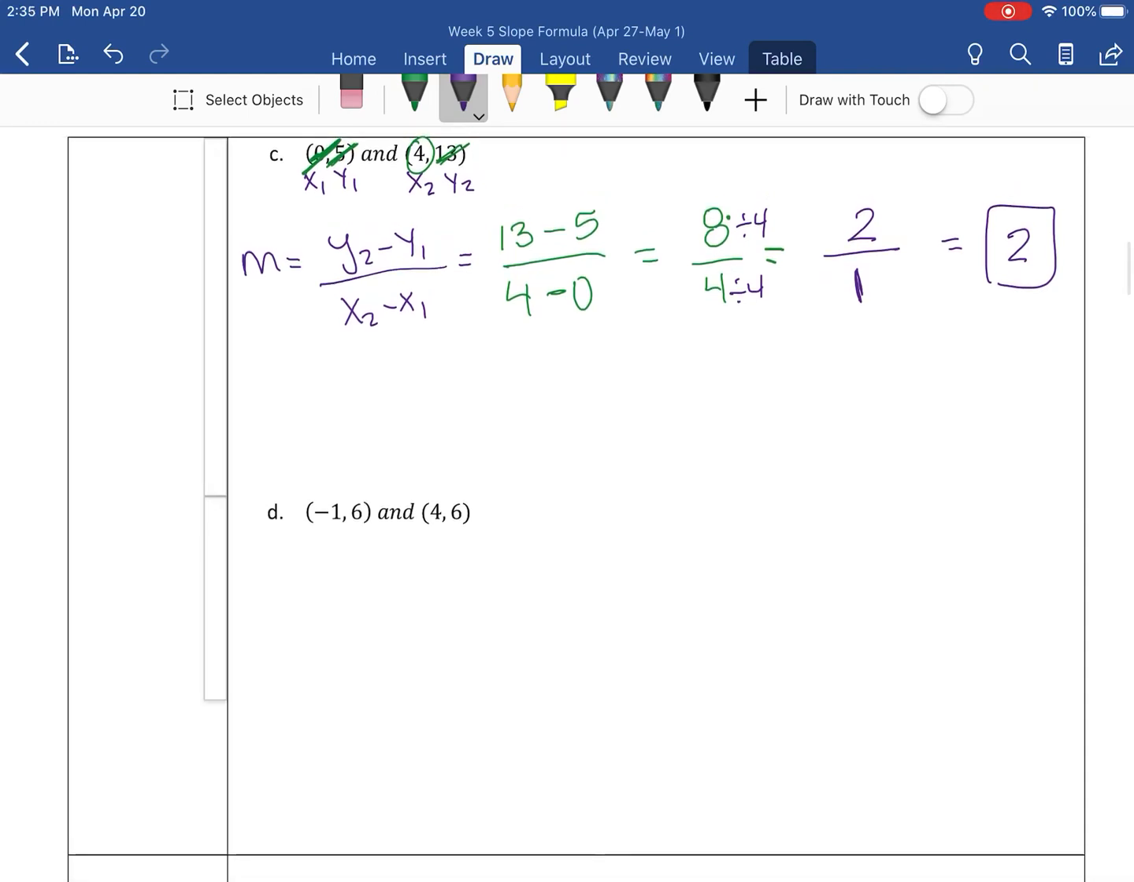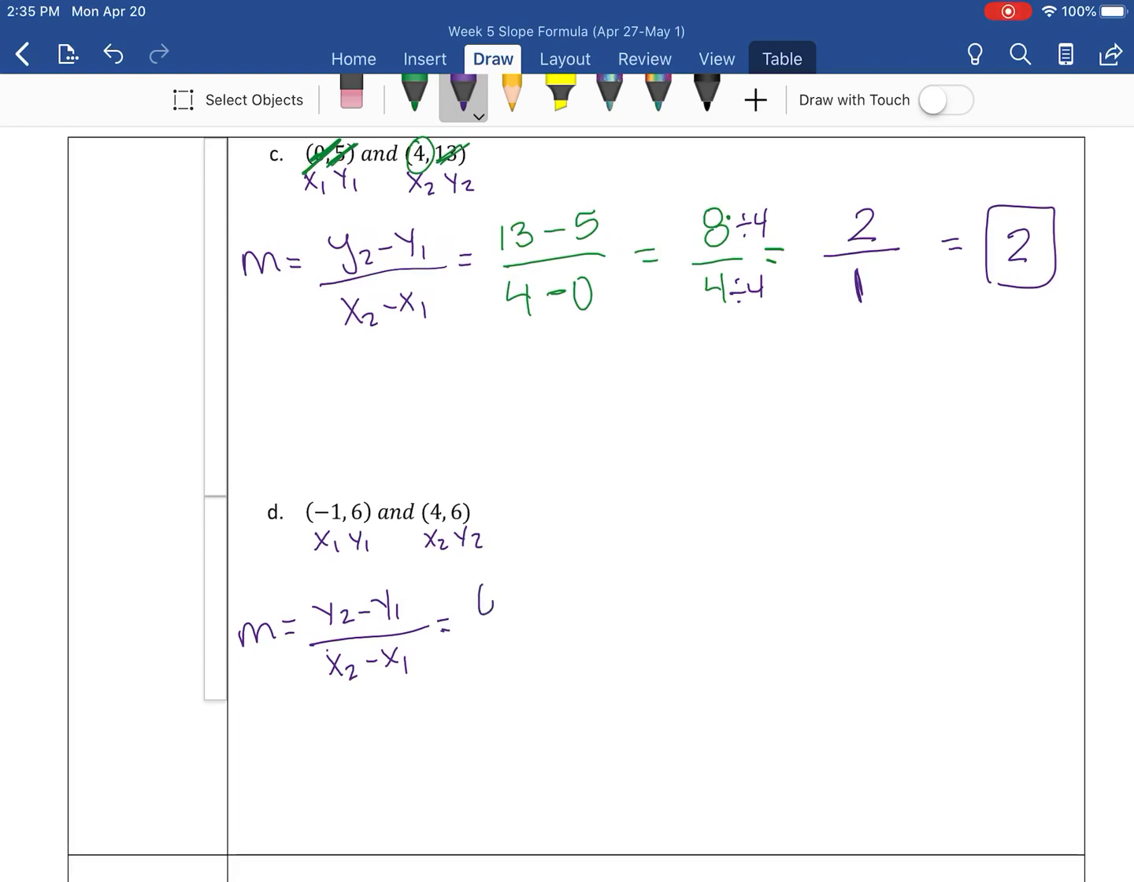Letter D, again, same thing. We have our x1, y1, our x2, y2. It'd be a good idea to pause and see if you can do this one all by yourself and then check your answer at the end.